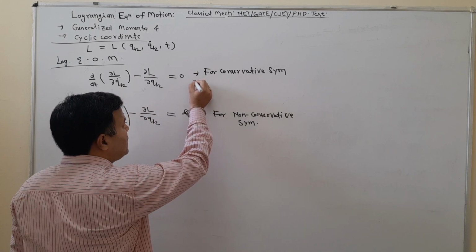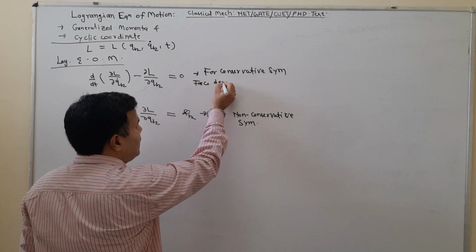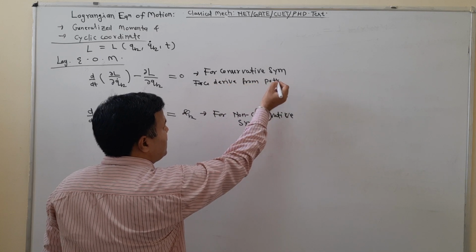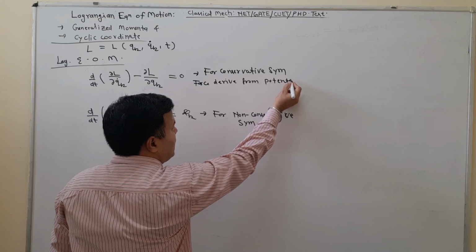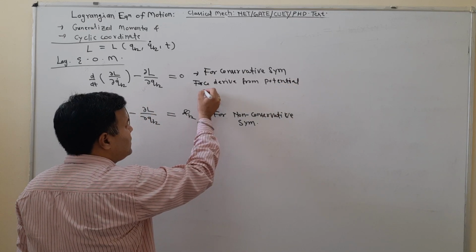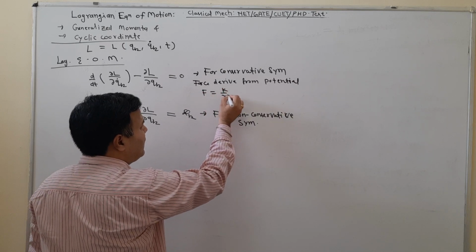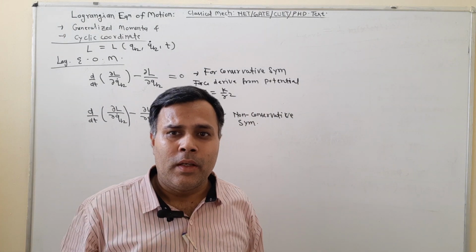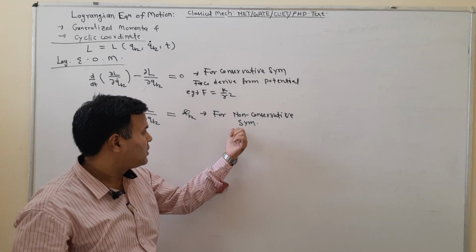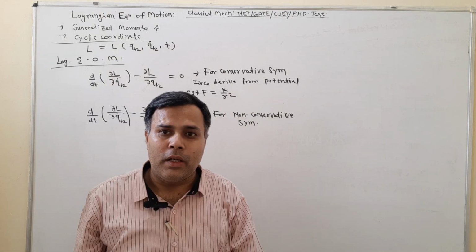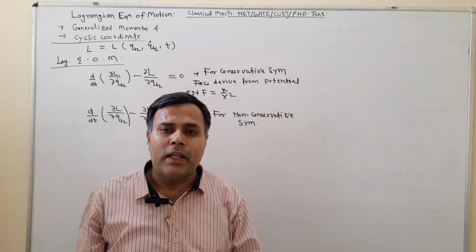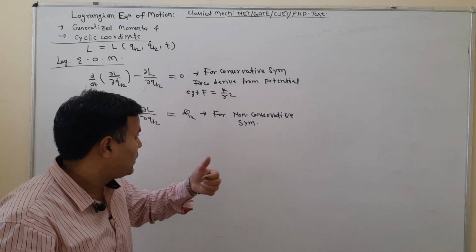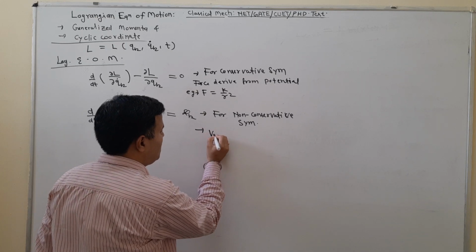For a conservative system, the force is derived from the potential. If we have a potential profile like k by r square, for example, this system is known as a conservative system. But consider a charged particle in an electromagnetic field. There we have a velocity dependent potential, so that system is a non-conservative system.